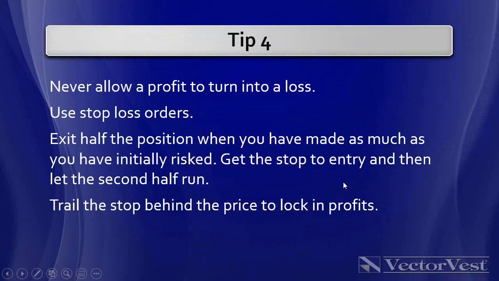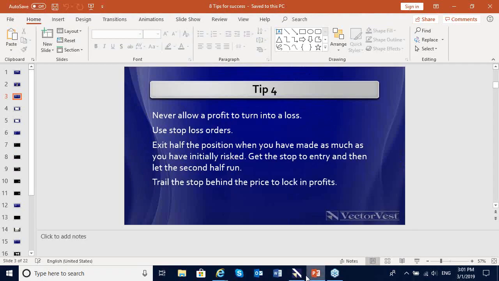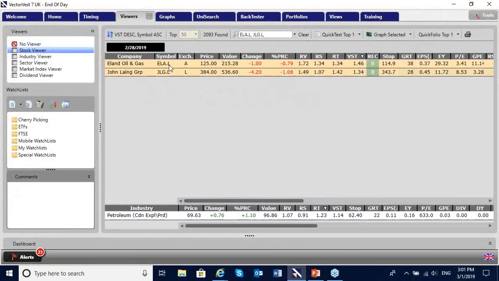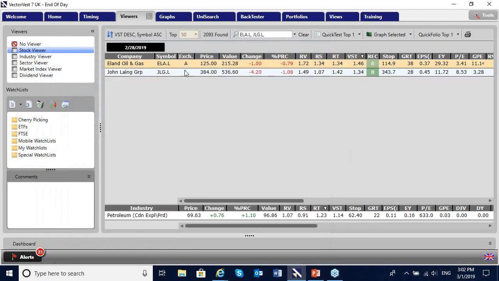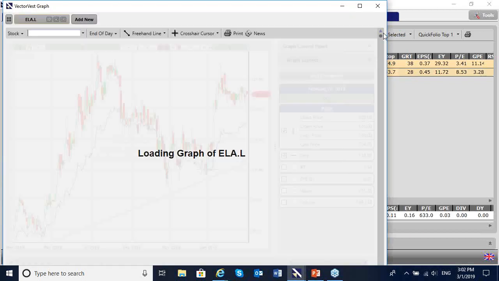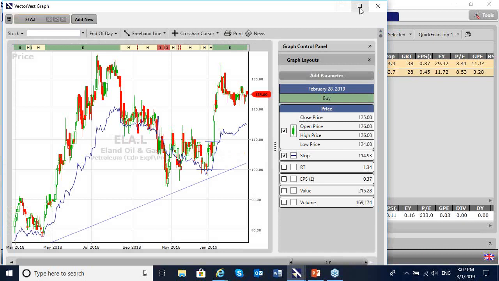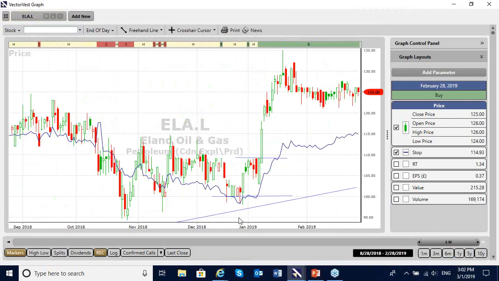So I'm going to go into VectorVest UK. And I'm looking at 2 shares, Elant Oil and Gas and John Laing. I've highlighted them. I need to chart those and pull those up quickly. There we are. Now, why I got into this doesn't really matter at the moment. I'm going to pull up a 6-month chart.